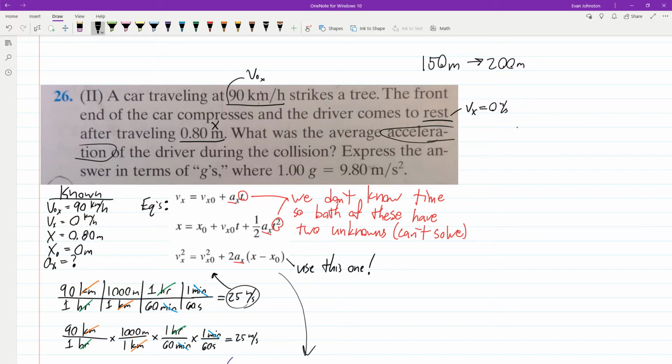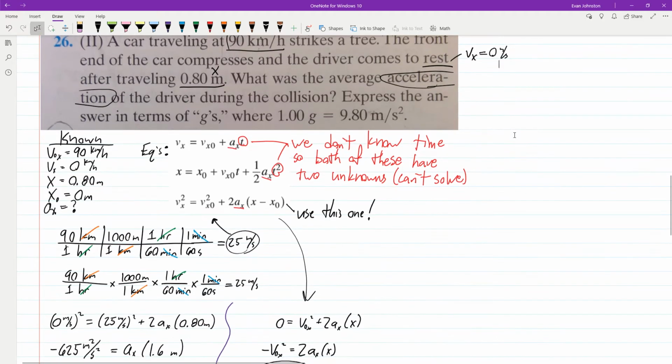So I wrote down all the things I know. We're given how fast they're going in the beginning. They stop, they travel this far. We call the initial position 0. We want to find A. So just thinking of that, without even converting, we want to find A. Let's look at the first one. Well, we know how fast they're going at the end, that's 0. We know how fast they're going at the beginning. Fantastic, great. We want to find A.